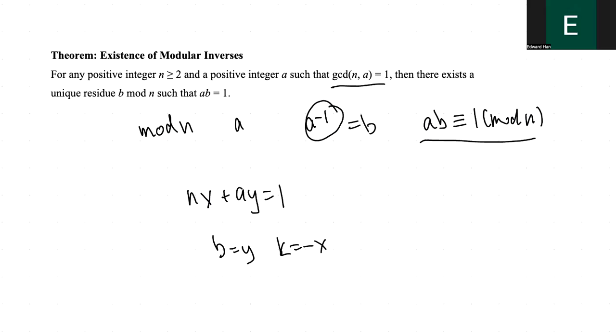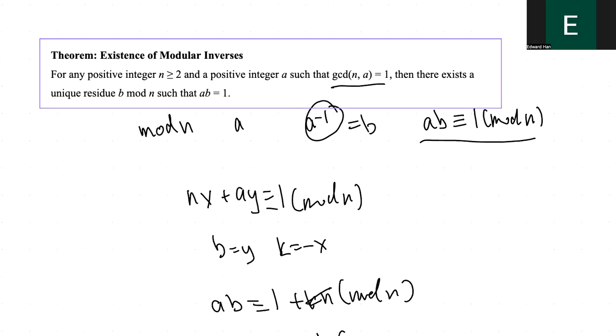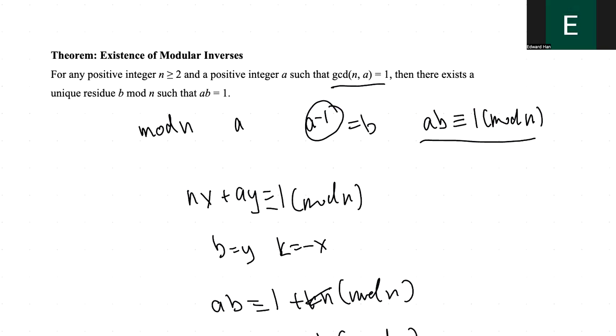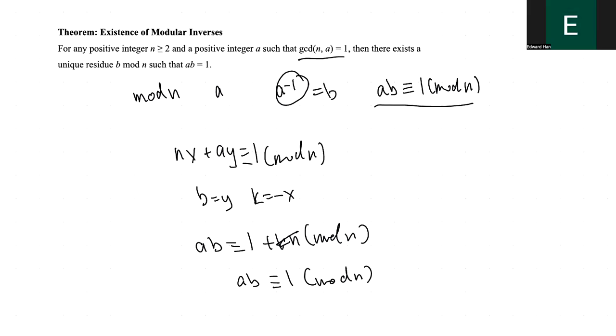And so ab is congruent to 1 plus kn mod n. And so what we can do is cancel out this term because it's divisible by n, and we find there exists such a thing. And then you can also show that it's unique, but we're not going to do that. But wait, can you see that? Oh, sorry if you couldn't see, but yeah. So that's how you prove this theorem.